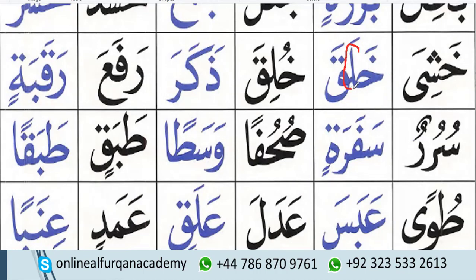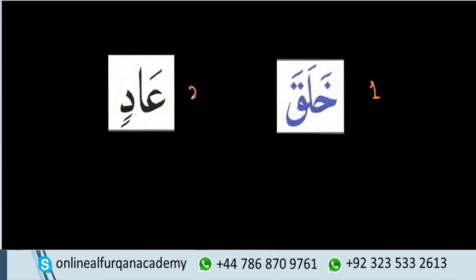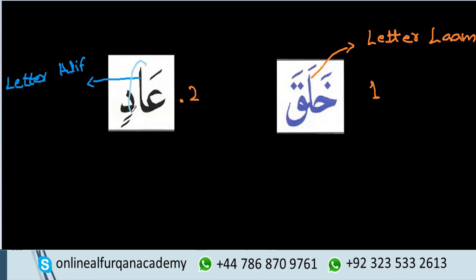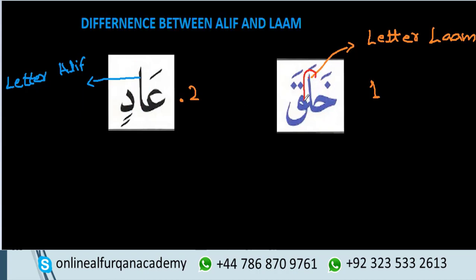One more thing, that when letter Lam comes in the middle, it looks like a letter Alif. So let's talk about the difference between Lam and Alif. Here we have 2 examples. In the first example, this vertical line in the middle, this is a letter Lam, and in the second example, this is letter Alif. Now we can focus on these 2 shapes and try to find out what is the difference between them. If we notice in the first example, this vertical line is connecting with the next letter, and there is no gap between this line and the next letter.